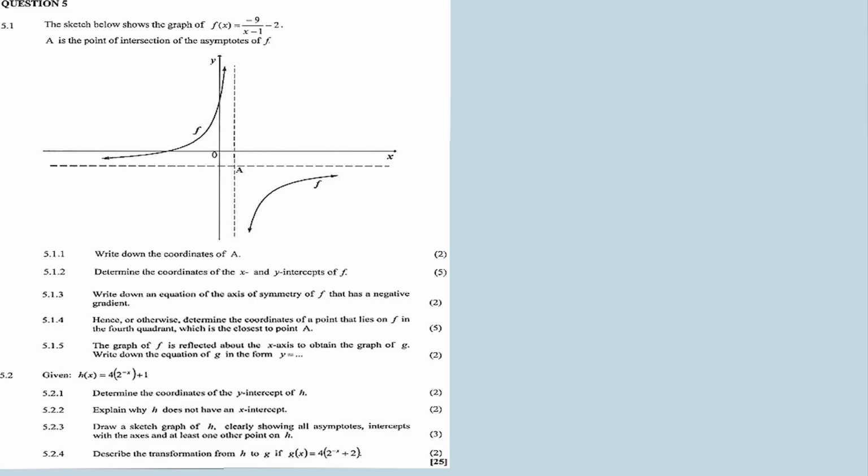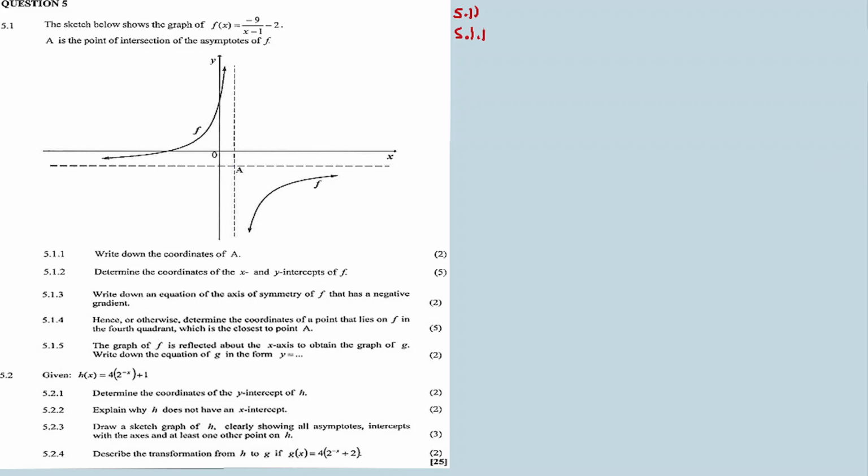paper. Now question 5.1: the sketch below shows the graph of f of x. A is the point of intersection of the asymptotes of f, right? So the point A is the point of intersection between the vertical asymptote as well as the horizontal asymptote for this hyperbolic function. Now 5.1.1: you write down the coordinates of A, which is the point of intersection between our asymptotes.